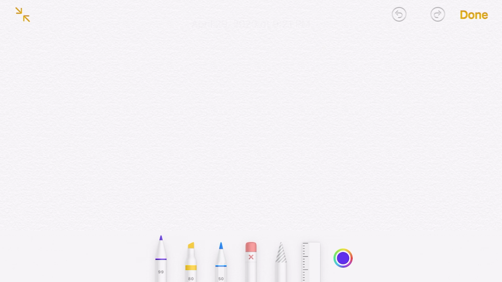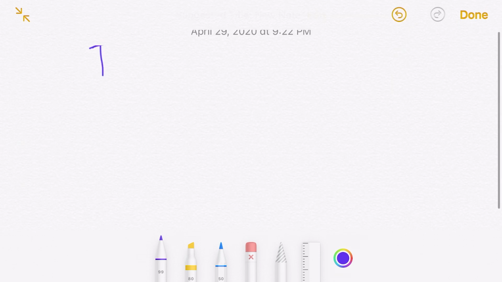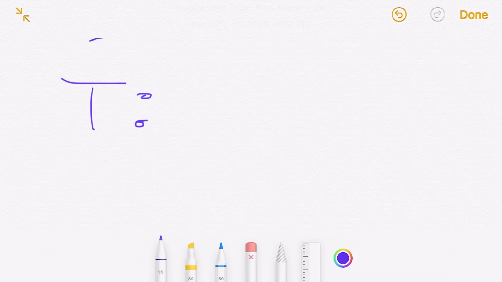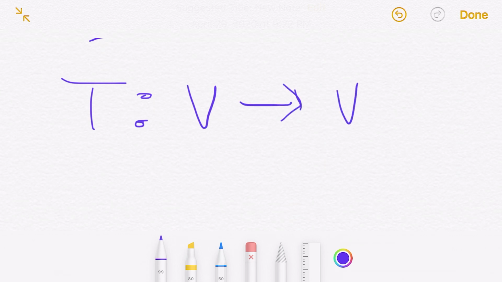So I'll start off with the most useless introduction to tensors. From linear algebra, everyone has learned what a linear map is. A linear map is defined as a function from one vector space to another vector space.